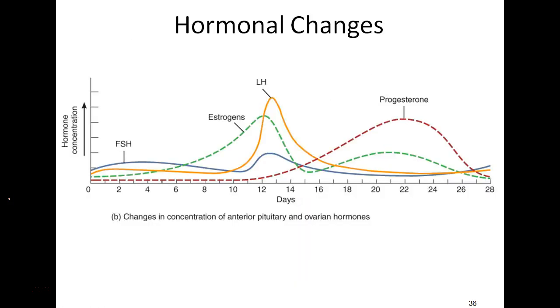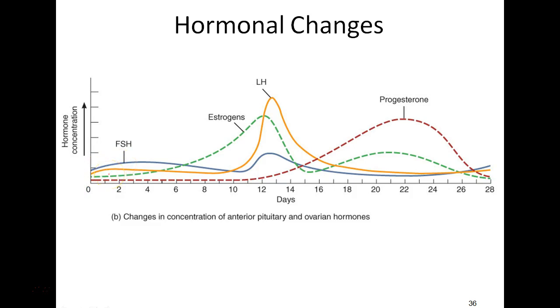So let's talk now about these hormone levels in the ovaries. Let's start off by familiarizing ourselves with the graph. Notice on the x-axis we have days ranging from 0 to 28. Noticing that this is a cycle that repeats every 28 days. And on the y-axis we have hormone concentration. Each colored line relates to a certain hormone.